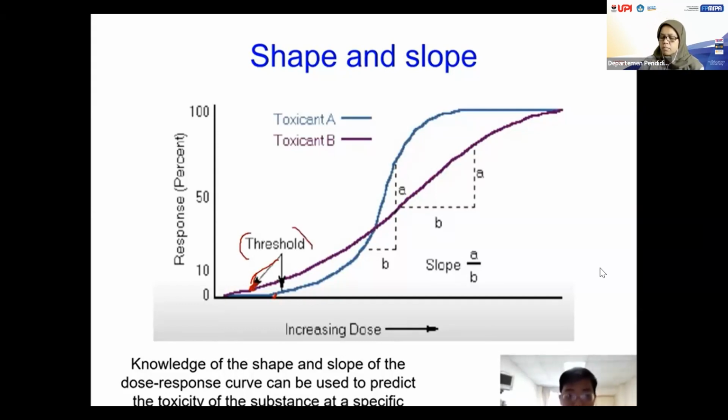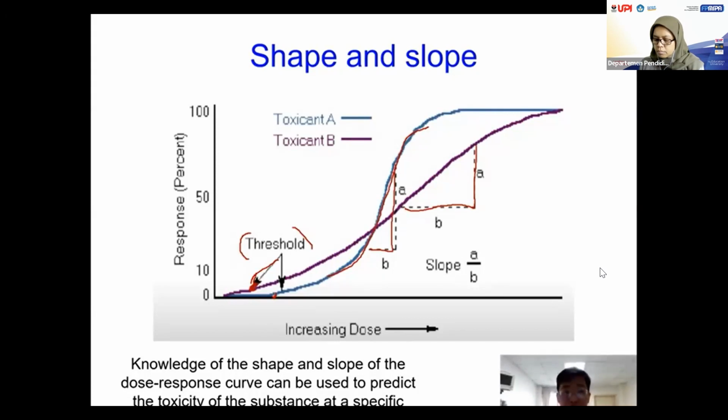Okay, so the slope itself, right here, you can actually plot this graph, the sigmoid graph, and you can determine the slope, right? Slope itself can tell you, between these two toxicants, which one will give you more adverse effect at increasing concentration. So knowledge of the shape and slope of the dose response curve can be used to predict the toxicity of the substance at a specific dose level, right? So you can actually predict, okay. It's very important because it is giving you different kinds of information.